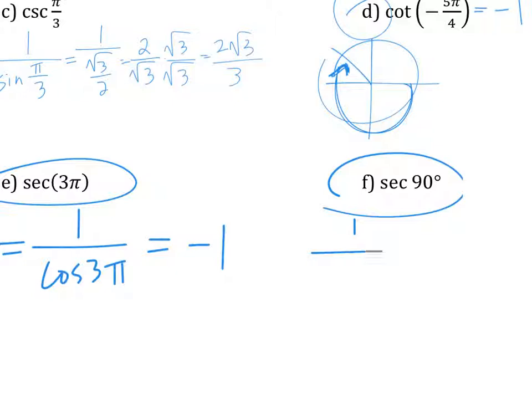Secant 90 is 1 over cosine 90 degrees. Cosine 90 degrees is here. That is 0. So 1 over 0 is undefined.